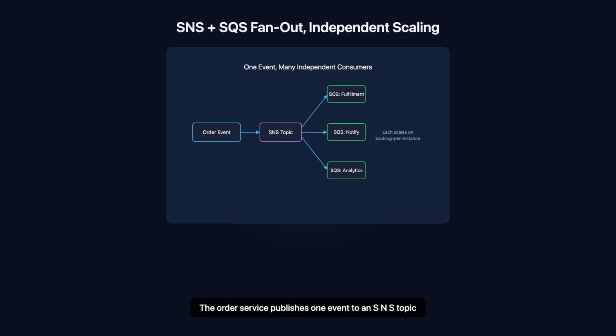The order service publishes one event to an SNS topic and moves on immediately. SNS delivers a copy to a separate SQS queue for each consumer, one for fulfillment, one for notification, one for analytics. Each queue is a durable buffer. If the analytics consumer slows down, its messages simply pile up safely in its own queue while orders keep flowing and the other 2 consumers are untouched. And each consumer scales independently on its own backlog.